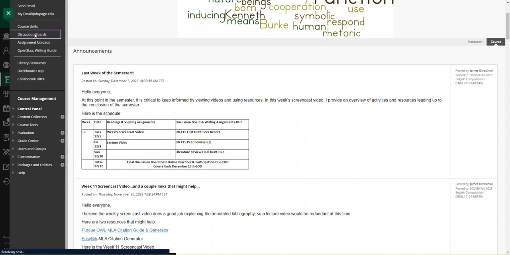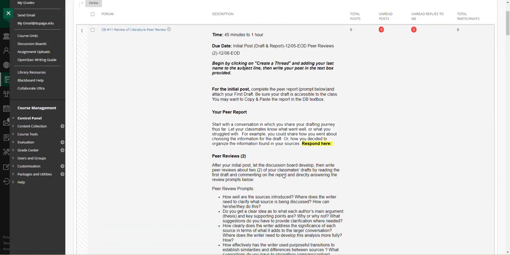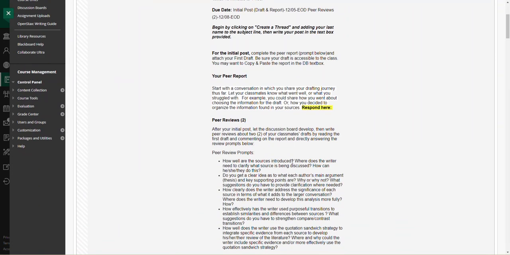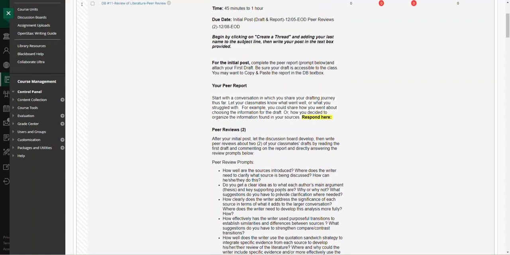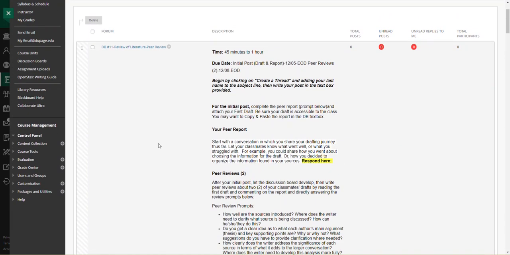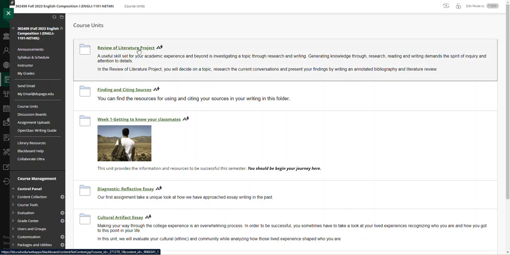So let's get to the discussion board real quick. Here is discussion board 11 and the peer review post, first draft and reports. So remember, we're working on a short time frame this week, so try to get to your particular draft and report and the reviews quickly. We do not have much time left.